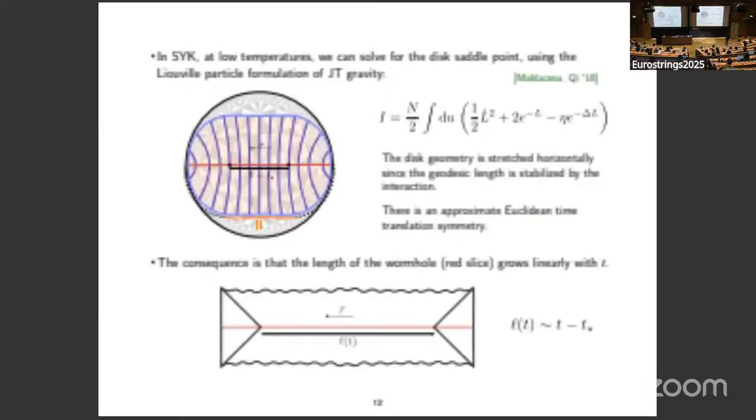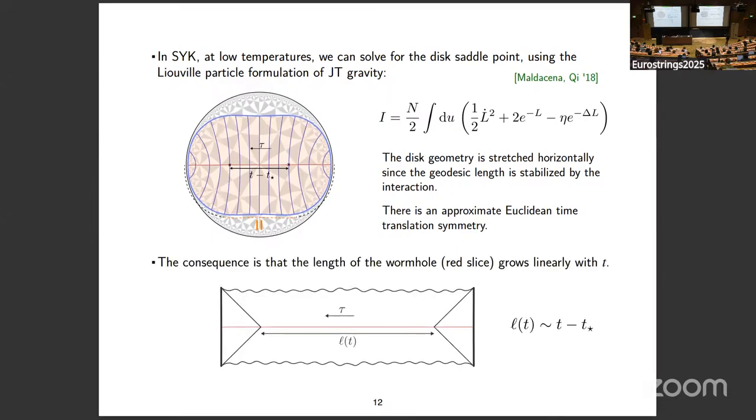So the point is that we want to compute the norm of the state. This is the bra. Sorry, the bra is in the top half. The ket is in the bottom half. We're averaging over couplings. We're solving for the gravitational saddle point. So the semi-classical dual essentially lives on the time symmetric slice of this saddle point. And it turns out that because this length variable is stabilized and there is some time translation symmetry of the geometry, one can show that the analytic continuation of this space-time looks like a two-sided black hole with a very long black hole interior.